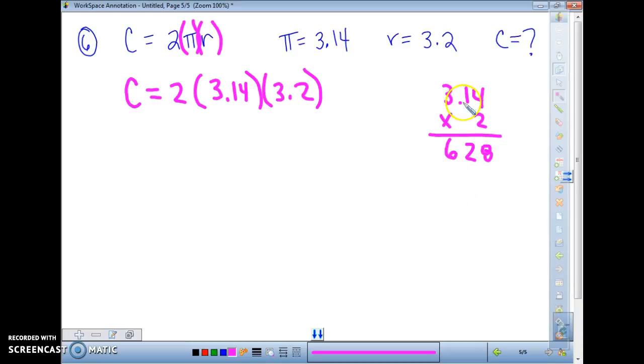When you multiply, ignore the decimal. And then just multiply. And then when you're done multiplying, count back how many decimal places you have. So I have 2 decimal places, don't I? So now, here's the fun part. I get to take the 6.28, and now I have to multiply that by 3.2, don't I?